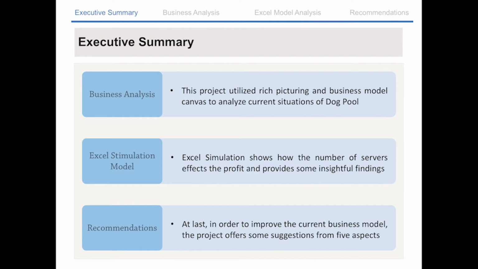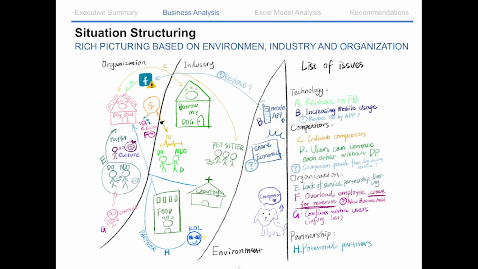Excel simulation model is used to analyze the relationship between profits and the numbers of servers used to support the app. Finally, there are some recommendations listed for improving the current business model. Rich picture is considered as a tool to give holistic thinking and provide situation structuring based on environment, industry, and organization for the whole current process in the input phase. There are some issues discovered during drawing rich picture, which will be discussed in detail after.